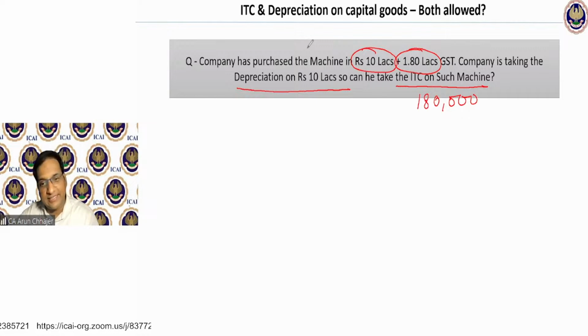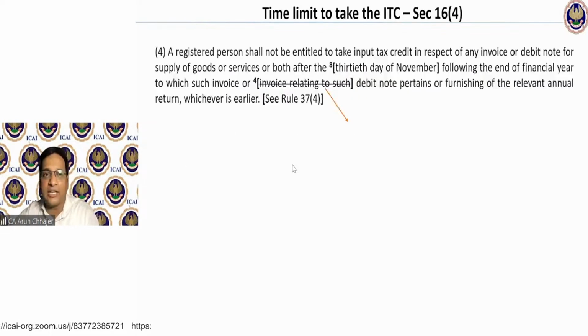Answer would be yes. Because in this example, he is not claiming the ITC of 180. He is not claiming the depreciation on 180. He is claiming the depreciation only on taxable value. If he's claiming the depreciation on taxable value, there is no harm. He can claim the ITC of tax part. So the provision is that if the depreciation is being claimed on the tax, then ITC cannot be availed.